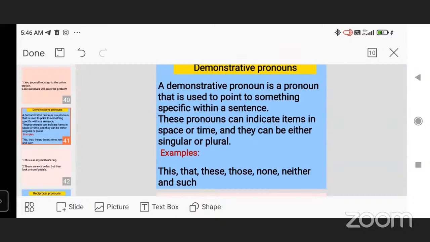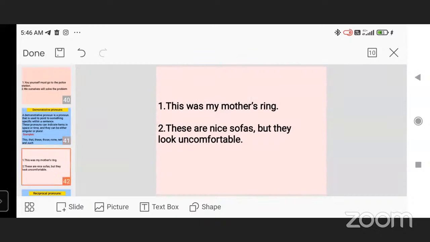So let's see with an example. This was my mother's ring. See here, in this, "this" is a demonstrative pronoun. Next: These are nice sofas, but they look uncomfortable. "These" is a word which is demonstrating. You're just giving a comment. So "these" is a demonstrative.